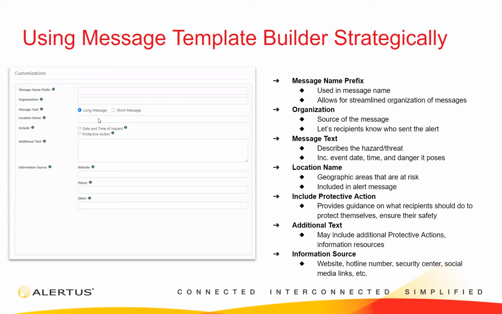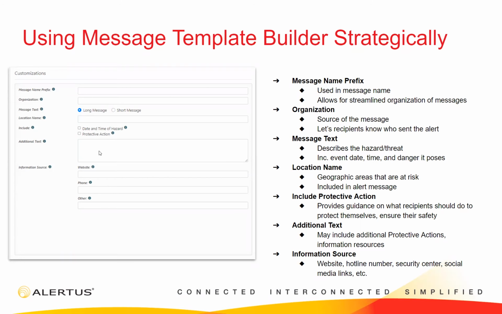Location name, of course, will let you know where the incident is happening. You can also include a protective action. This is a gold standard because it provides guidance on what the recipients should do in order to protect themselves and ensure their safety.